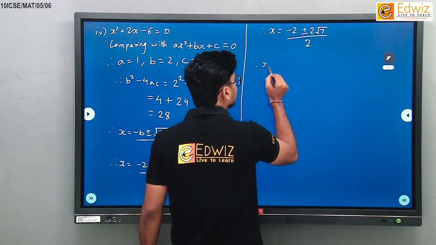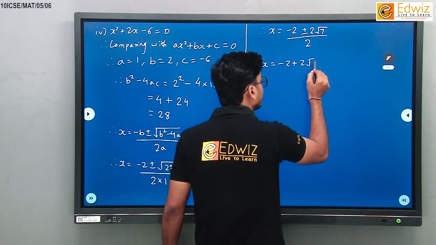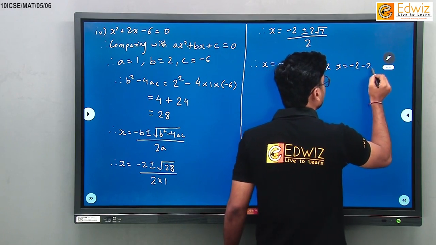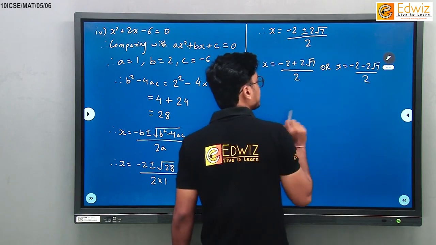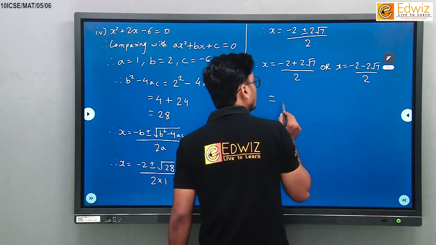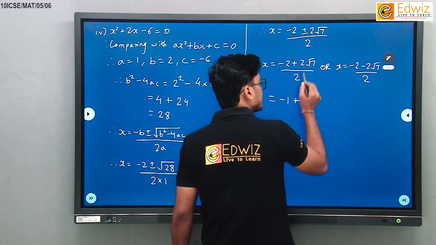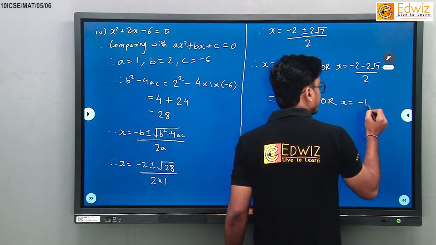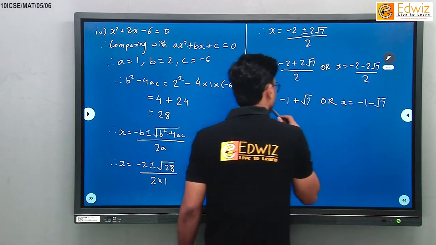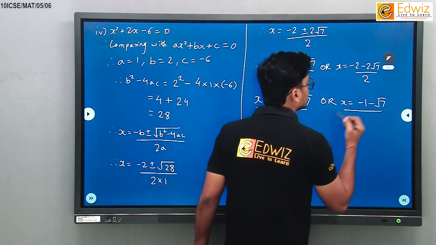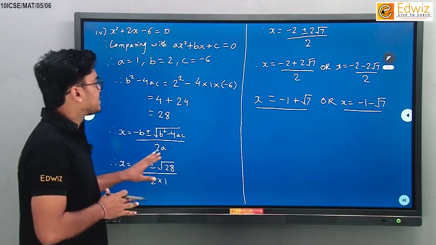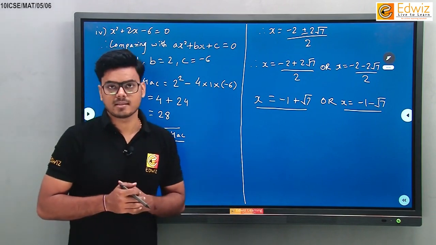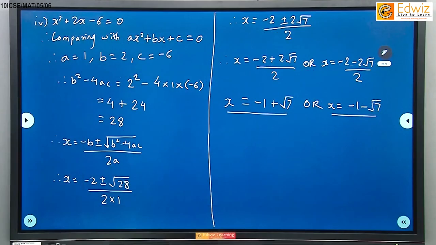Okay, so the value of x will be minus 2 plus 2 root 7 divided by 2, or minus 2 minus 2 root 7 divided by 2. In both the cases, if we divide both the terms by 2, you will get minus 1 here, plus 2 cancel, root 7, or x is equal to minus 1 minus root 7. Okay, so these two are the possible solutions for this equation. Okay, it was a simple equation. I hope it is clear. Now I'll wait for 30 seconds for you to finish writing this, then we'll move to the next question.